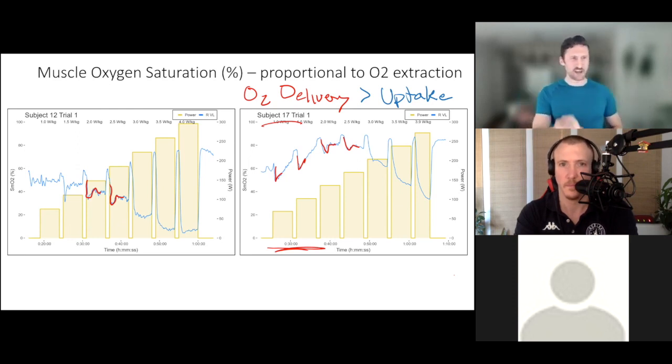My interpretation here is that's a delayed delivery kinetics. What we're seeing is this deoxygenation before delivery can get on top of the effort, before it can really match that effort. So it's taking a little while for the delivery to come in. Then we see this uptick, and then it plateaus. It finds the right balance.